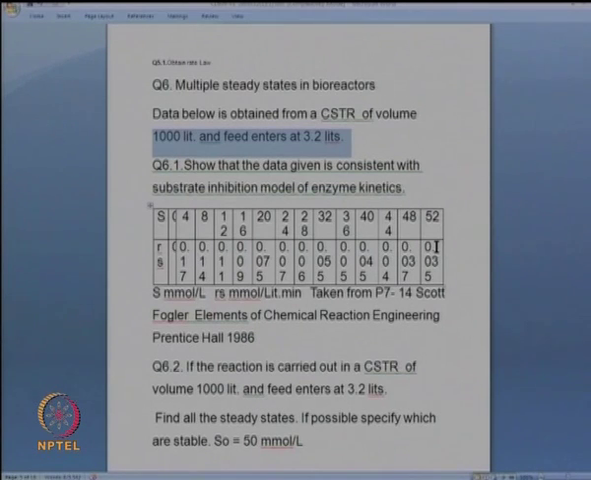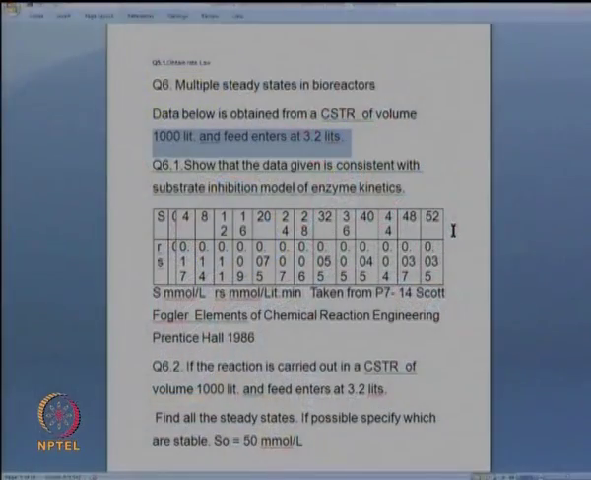Can you read out the numbers, please? You plot 1 by Rp versus S. Remember that Rp equal to minus of Rs under the quasi steady state approximation. That is minus of Rs, yes. That minus sign is missing. Any numbers?